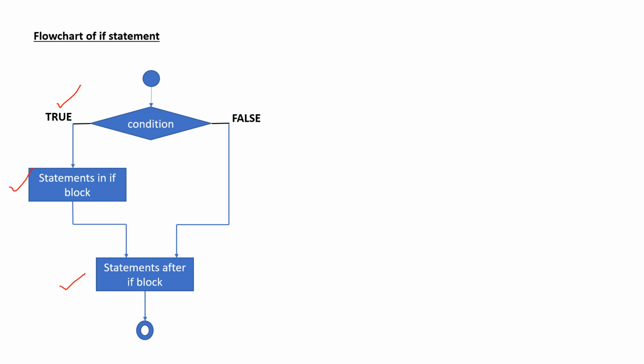But when the condition becomes false, then statements in the if block are not executed, and the control goes to execute statements after the if block. Once again I am repeating, if the condition is true, then statements in the if block are executed, then the remaining statements are executed after the if block. If the condition is false, then statements in the if block are not executed, but the control goes to execute the statements after the if block.